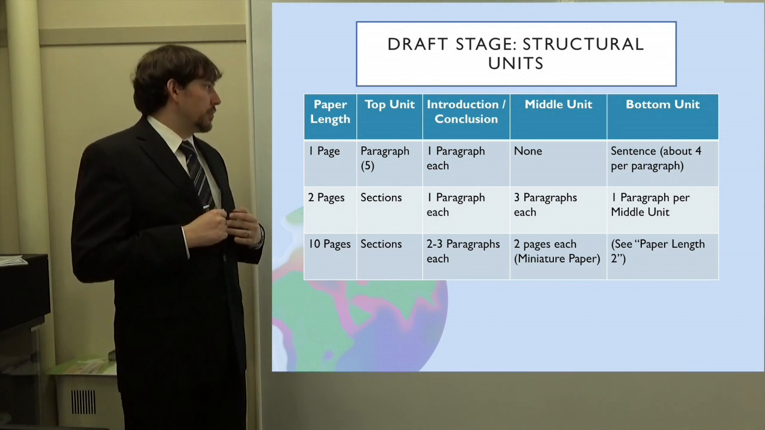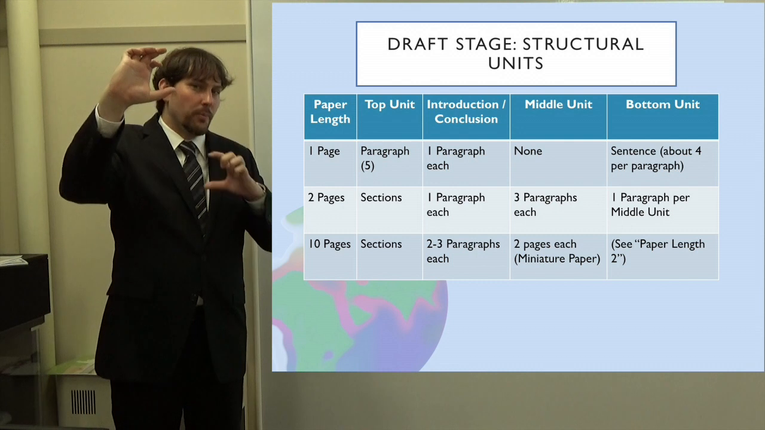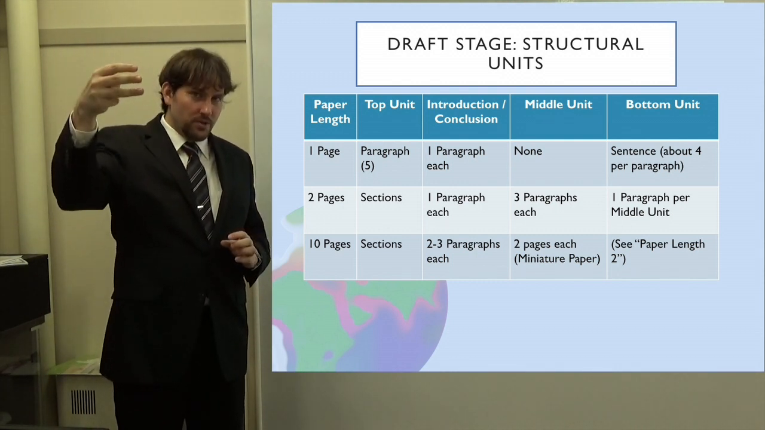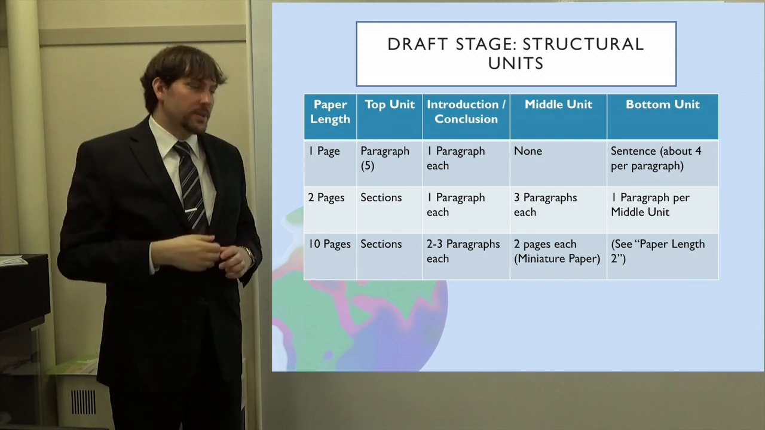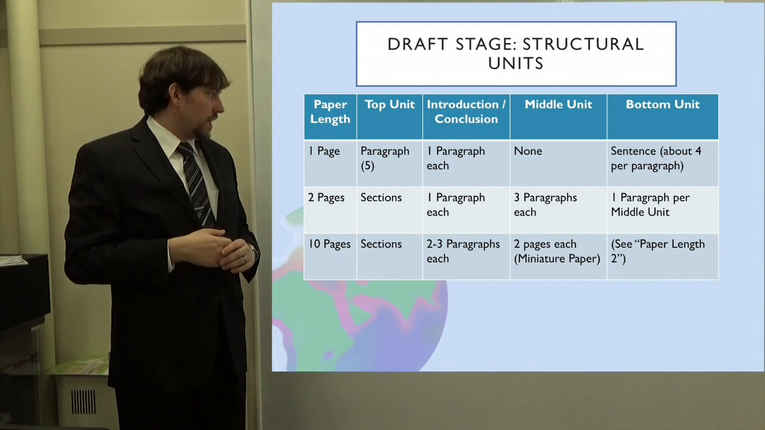If we have a 2-page paper, we'll have sections, and then we'll have a 1-paragraph introduction, 1-paragraph conclusion, and in between probably 3 paragraphs each for each of the supporting claims. If we have a 10-page paper, we're going to split it into sections.